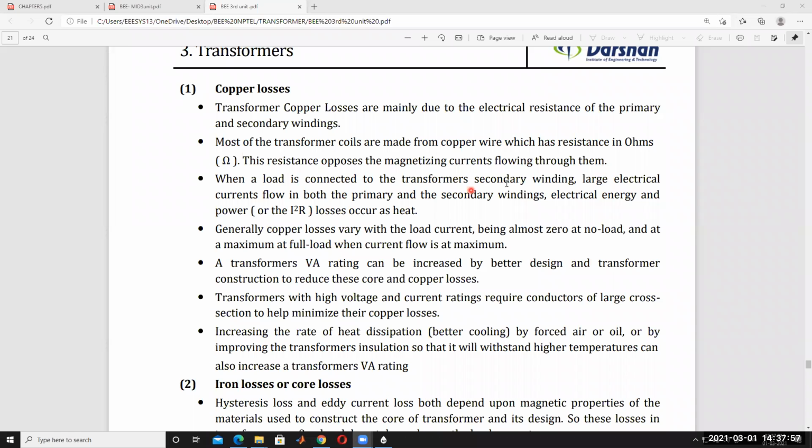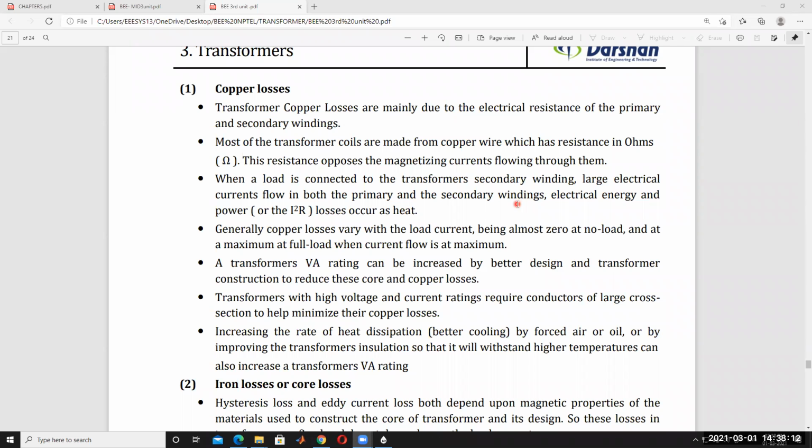When a load is connected to the transformer secondary winding, large electrical current flows through both the primary and secondary windings. You know well, when the load is connected, the load current increases. If the load is more, the current drawn from the supply is more.